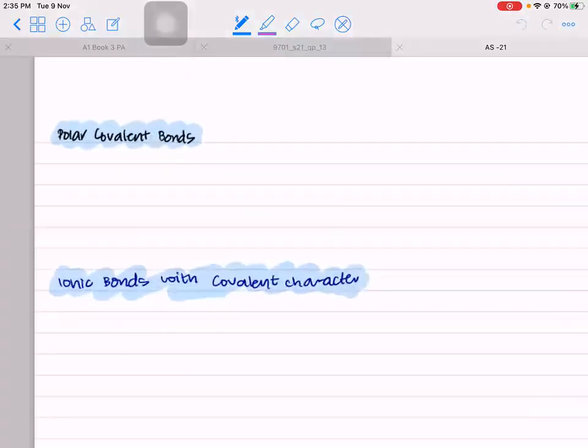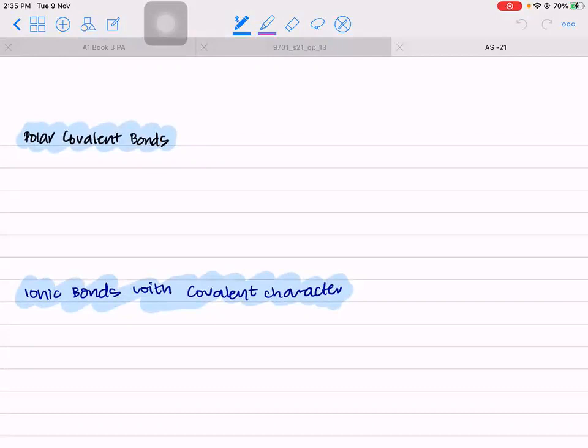Now, let's move on to the next part of this, the last part of this chapter actually. Let's move on to polar covalent bonds. Now you see, covalent bonds are made up of atoms sharing their electrons. And what about ionic bonds? Ionic bonds are formed between ions, oppositely charged ions. Now there is a little bit of covalent character in ionic bonds, and there is a little bit of ionic character in covalent bonds. Let's see what we mean by that. So let's see polar covalent bonds.